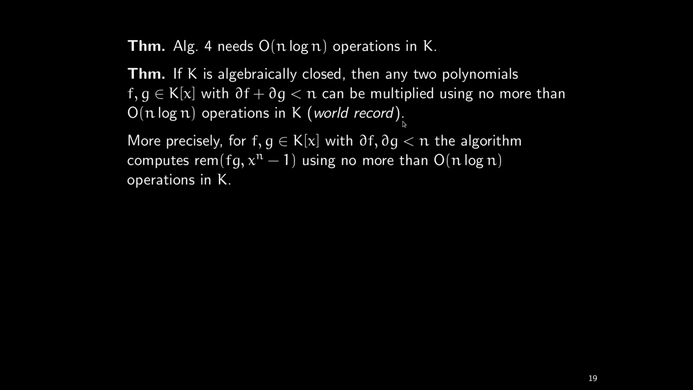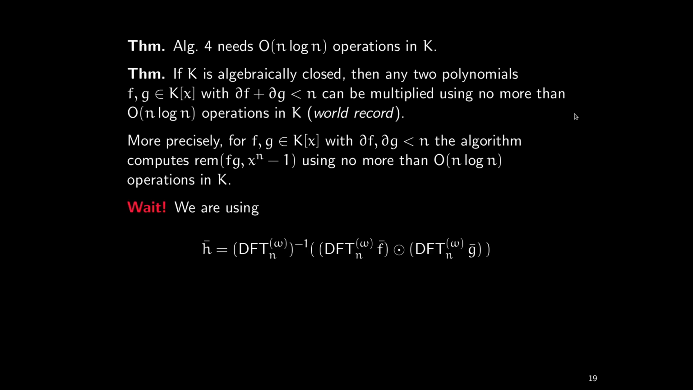Or you can also say that if you relax this condition on the degrees a little bit, like we discussed on an earlier slide already, and you say that they are just individually bounded, not their sum, but the degrees individually are bounded by n, then what the algorithm computes is not the product, but the remainder of the product by this polynomial. And it takes again n log n operations in k. Except that I have been cheating a little bit, so there's still something that I have to clean up.